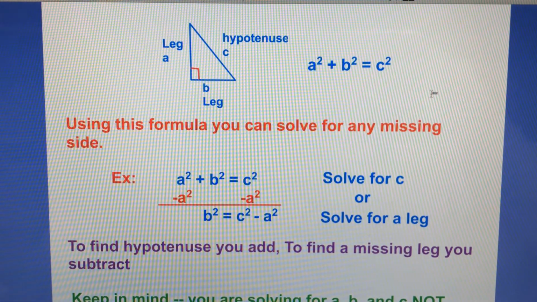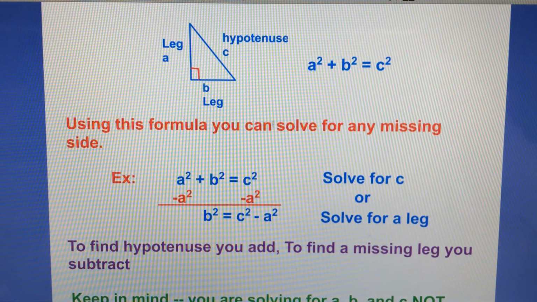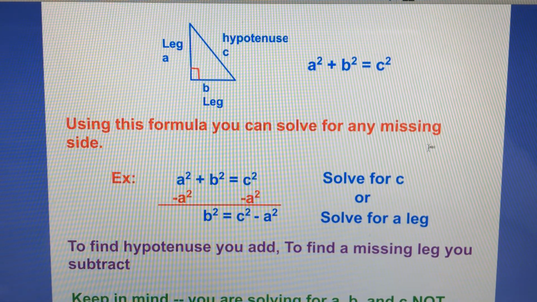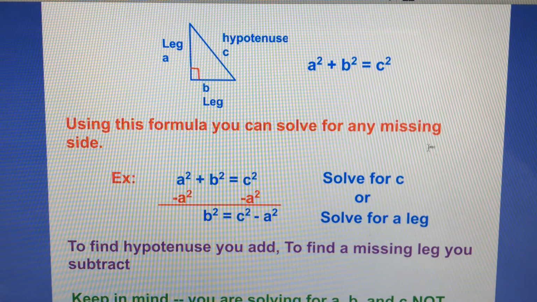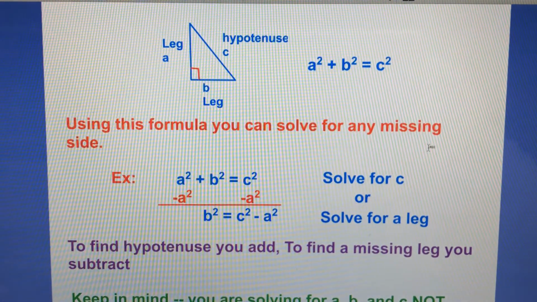So using this formula, a squared plus b squared equals c squared, I can find any missing side. From what we know about algebra, we know that if you only have one missing value, you can use all the rest to calculate it. So let's say I only have one leg. So I only have a, and I'm looking for b. Subtract a squared from both sides, and I isolate b squared, which is what I was looking for, leg b.